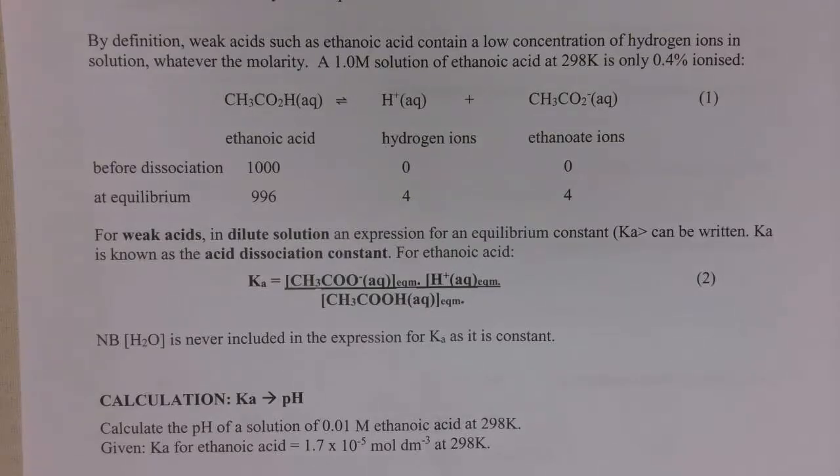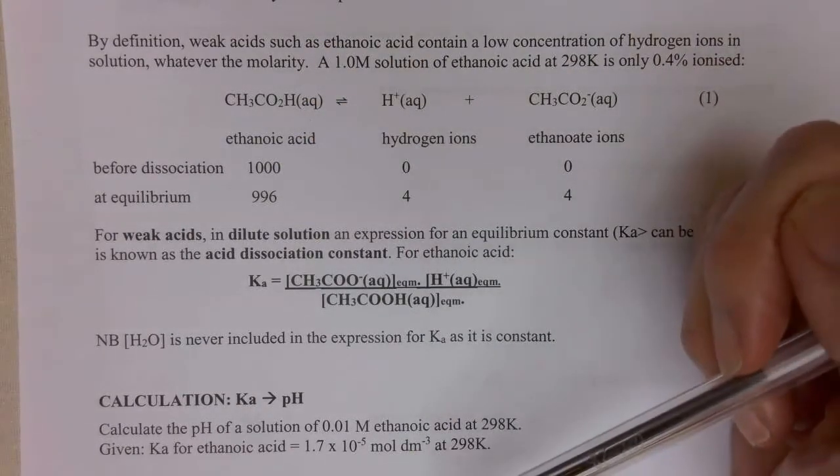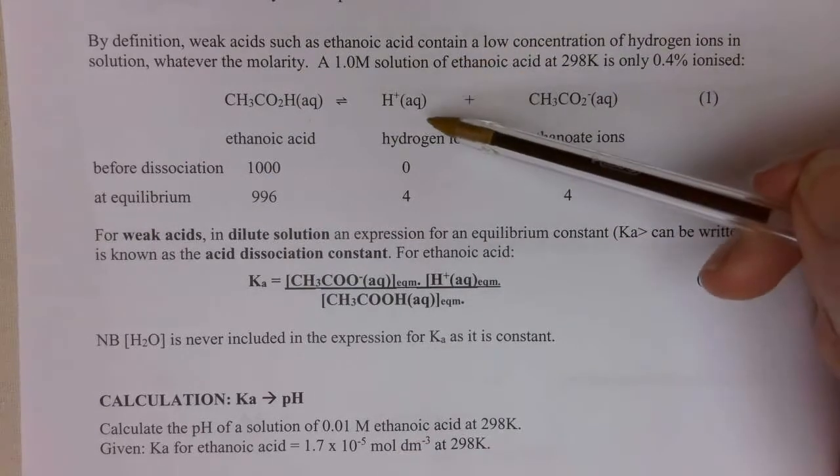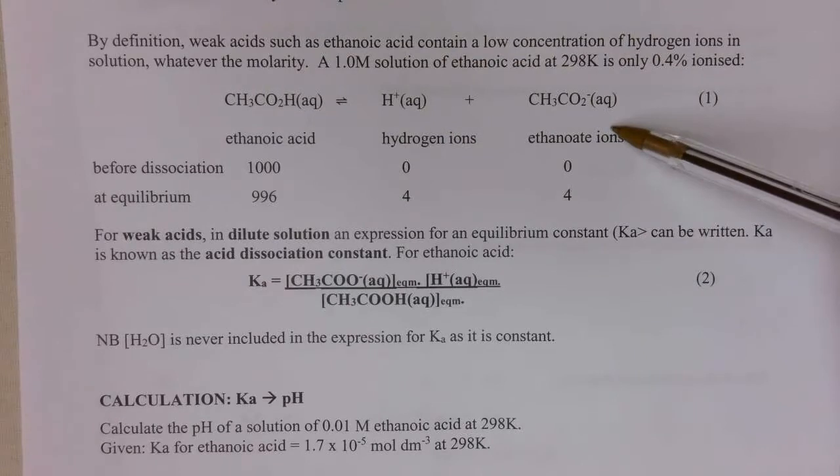Okay, so we're now on page 12 of your notes, and we're now going to look at weak acids. Now these are different, if you remember from the last video, from strong acids. Weak acids only partially ionize, or they only ionize to a very small extent. So if you have ethanoic acid in solution, it's mostly ethanoic acid. You've got very low concentrations of hydrogen ions, and you've got very low concentrations of ethanoate ions.